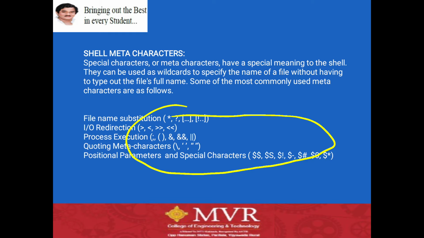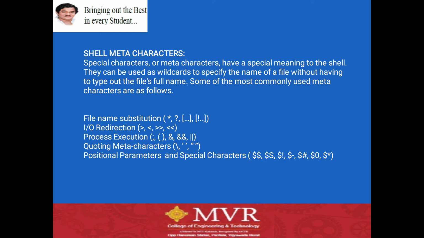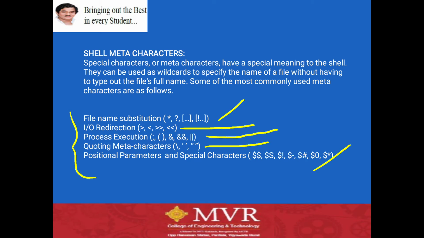Okay, so meta characters are broadly categorized into 5 categories. Those are file name substitution meta characters, then IO redirection meta characters, then process execution meta characters, then quoting meta characters, and finally positional parameters and special meta characters. These are the 5 classifications done for meta characters. So in Unix, all meta characters will fall under one of these 5 categories. We will see one by one what those meta characters are and what their uses are.